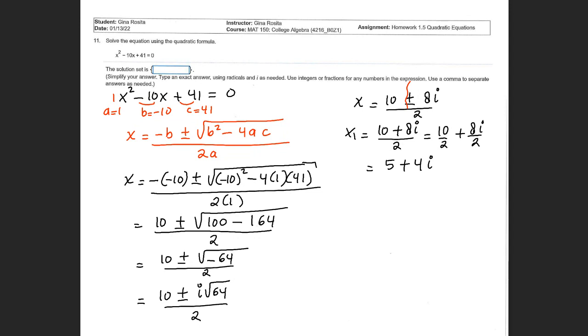Now take the second one, negative. Okay, so now x2 equals 10 minus 8i over 2. Separate, yeah? 10 over 2 minus 8i over 2. So we're going to solve. So 10 divided by 2 is 5 minus 4, yeah, 4i. Sorry. I erase that. Here we go. Okay, we got that now. Okay, so the answer is 5 plus 4i. The second one, 5 minus 4i.